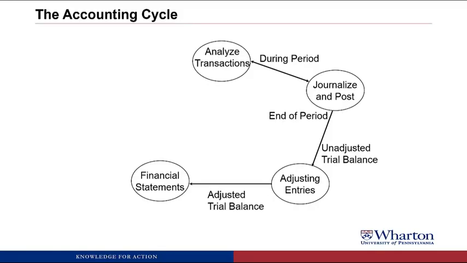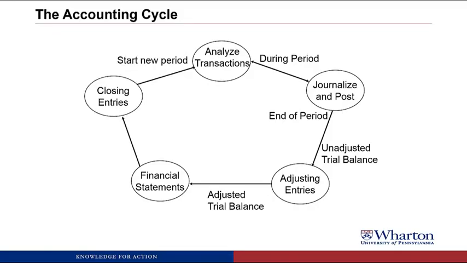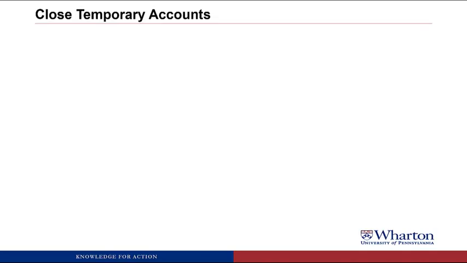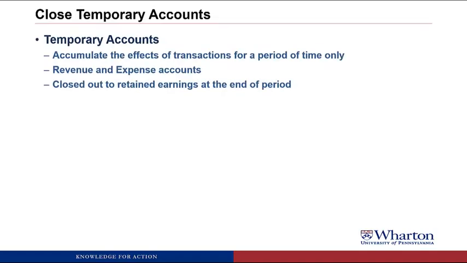When we finish the financial statements, we're ready for the last stop on the accounting cycle, which is closing entries. This allows us to get ready to start a new period so that we can do the cycle over and over and over again for the whole life of the company. Closing entries involve closing temporary accounts. What's a temporary account? It's an account that accumulates the effects of transactions only for a certain period of time, so either fiscal quarter or fiscal year.